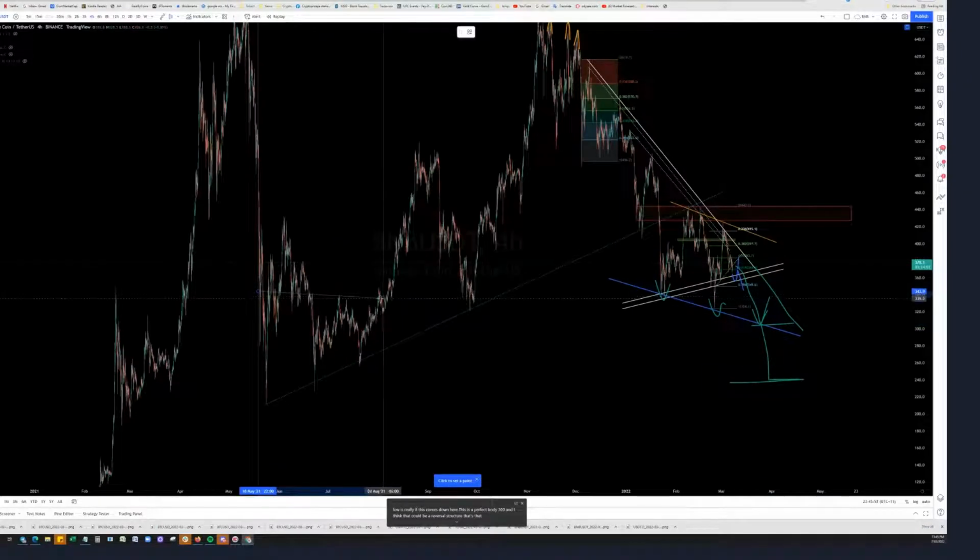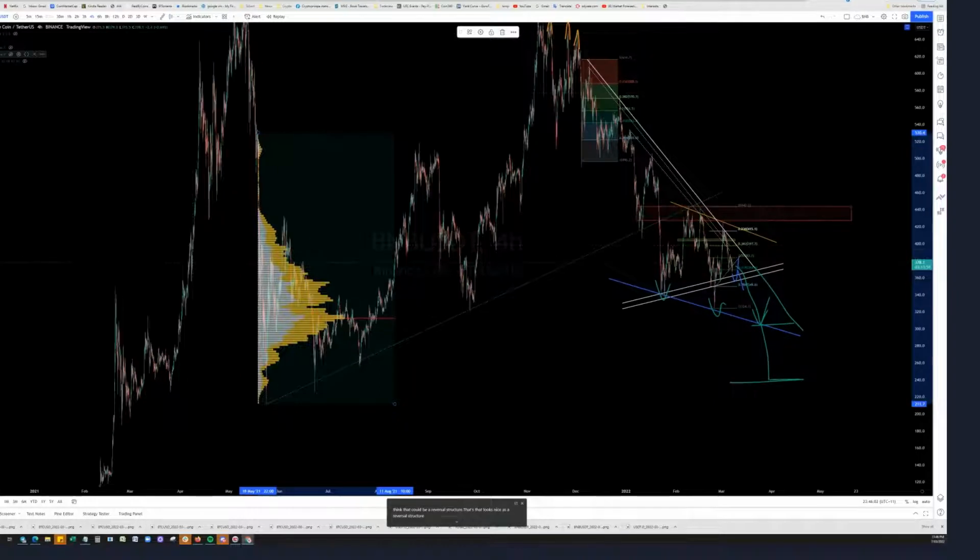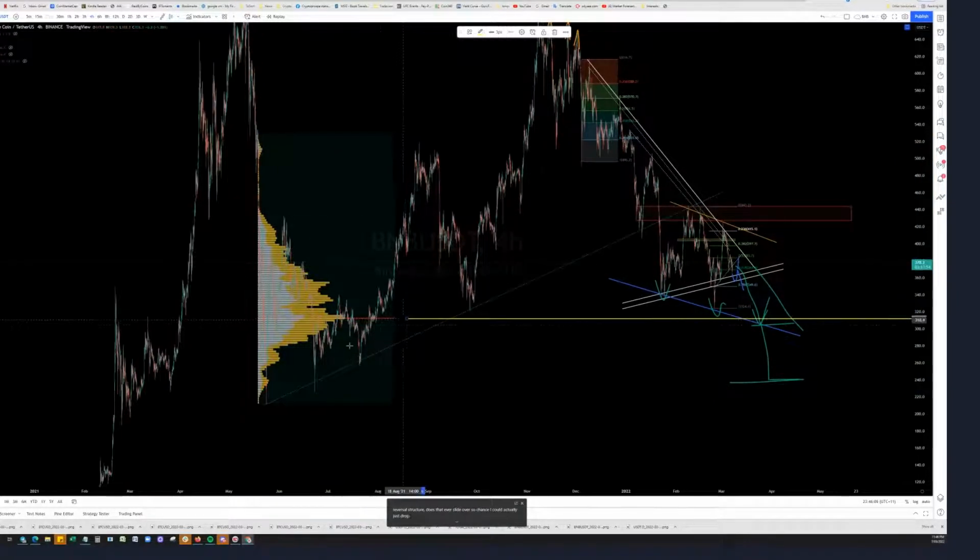Let's see what that tells us from a volume perspective. There to there. Point of control, perfect. Okay, so that does come nicely to the point of control as well. So I'll be interested in that level there to go long for a trade.